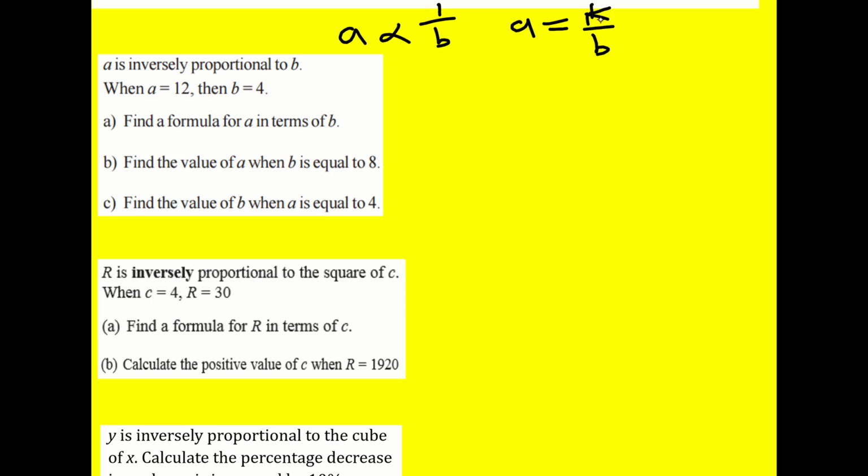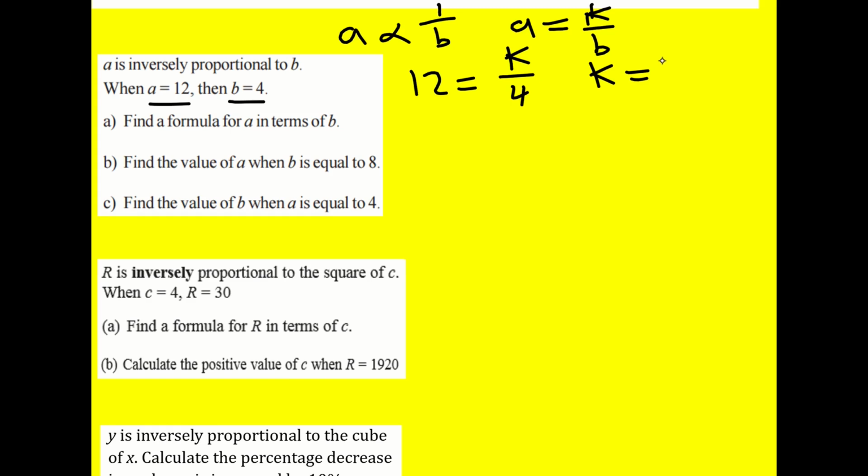Well, we've got a formula, we just don't know what k is, and that's where we need to use this condition, just like we did before. So I can substitute this in. I get 12 equals k divided by 4, and then I'm going to rearrange to get k.